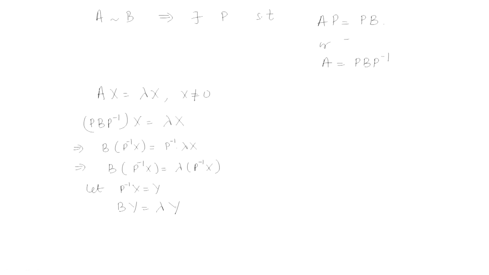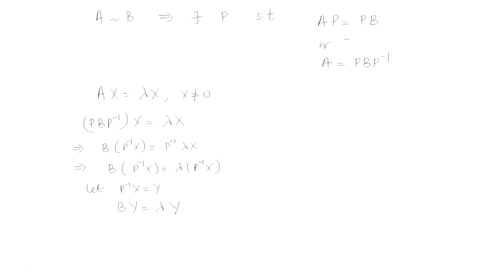So, what have we concluded? We have concluded that the B matrix has an eigenvalue lambda and the corresponding eigenvector is y. In order to prove that y is an eigenvector, you have to show that y is not equal to 0, of course. So, that is very easy to show.